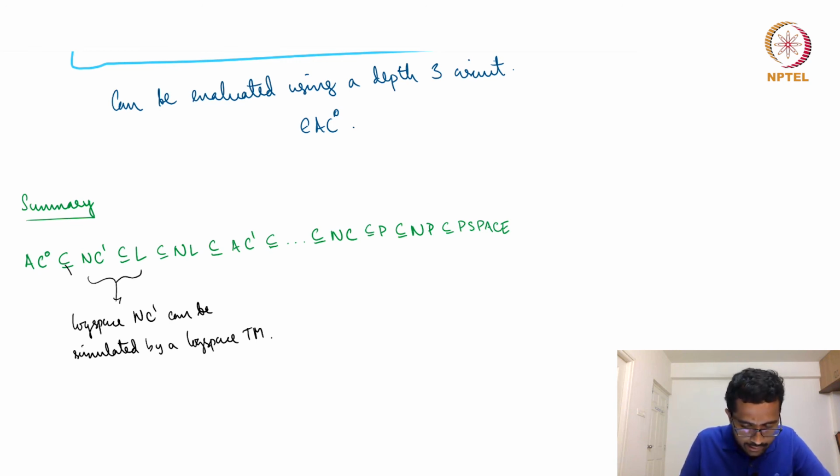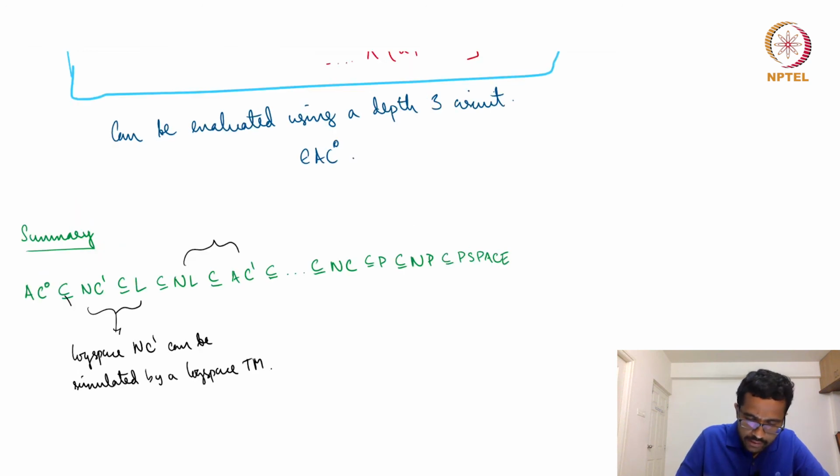L is contained in NL, which is something we know. NL is contained in AC1. This is because of something that we have seen already.